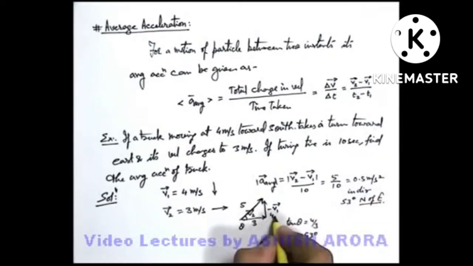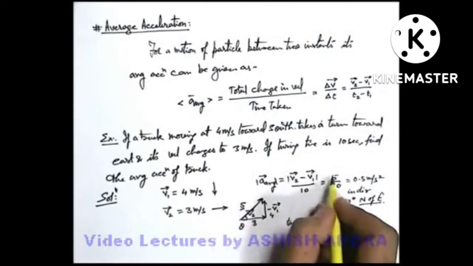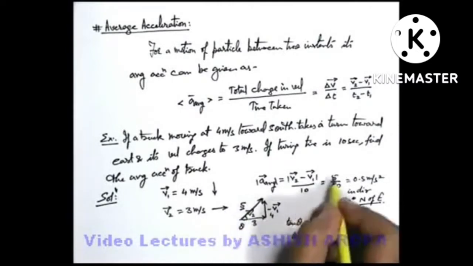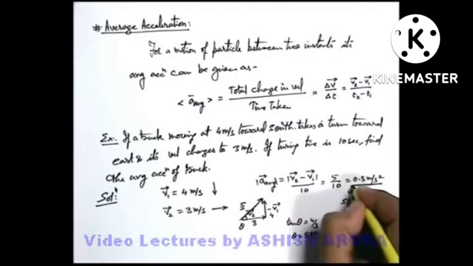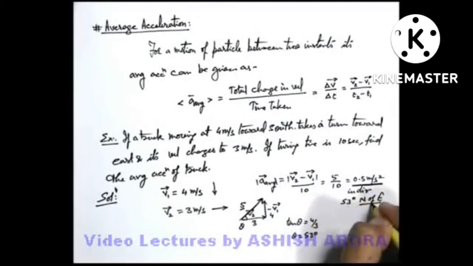You can simply state that from the direction of east, it is at an angle of 53 degrees toward north, and the change in velocity v2 vector minus v1 vector is 5. So v2 minus v1 is 5 and time taken is 10, so 5 by 10. The average acceleration will be 0.5 meters per second square in a direction 53 degrees north of east.